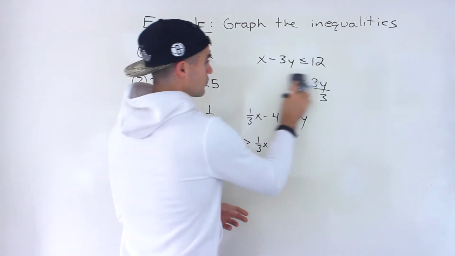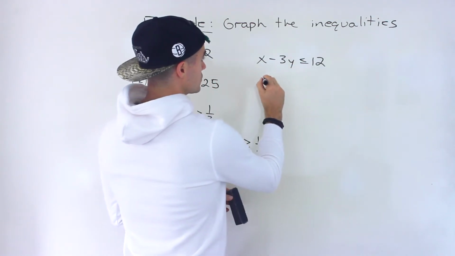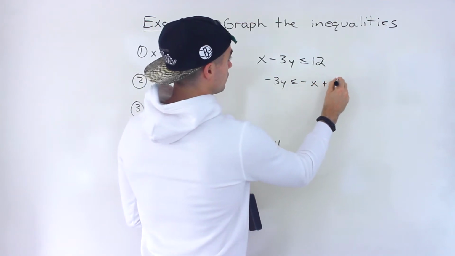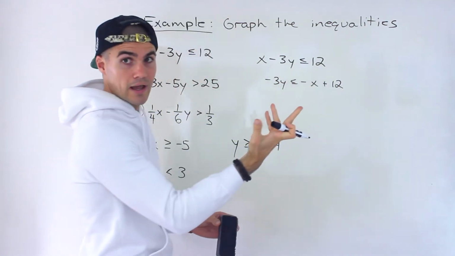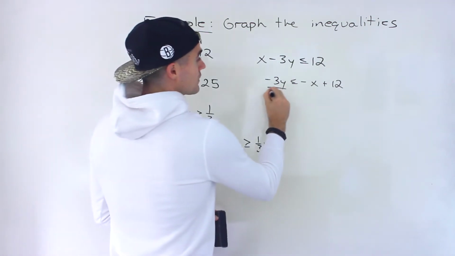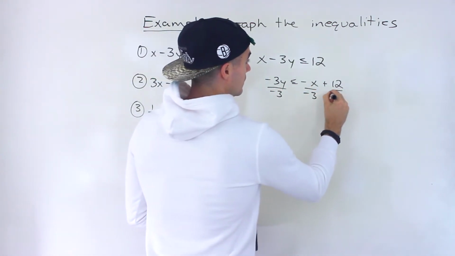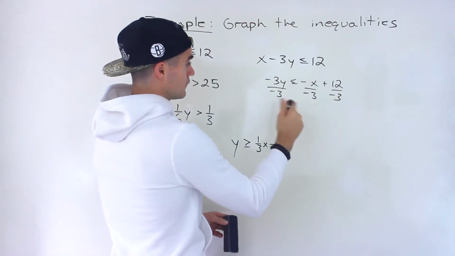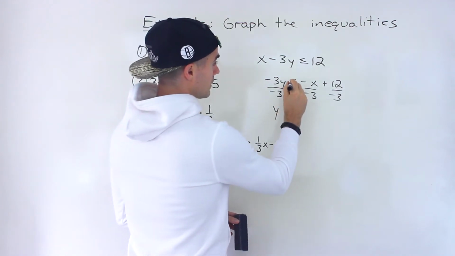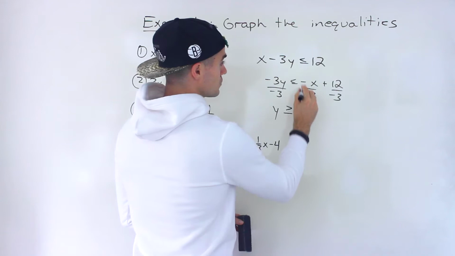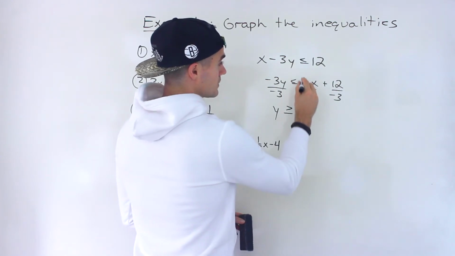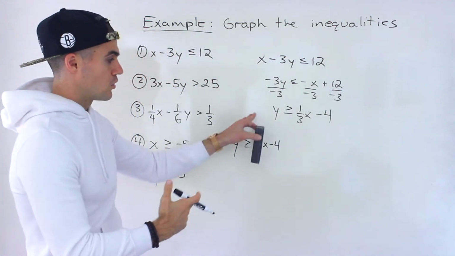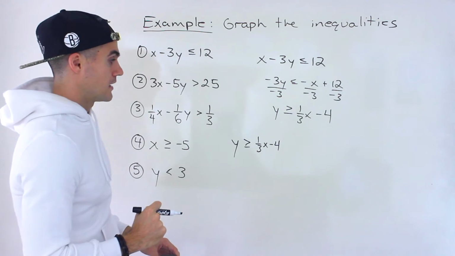Now, if you kept the negative 3y on this side and brought the x over, so negative 3y is less than or equal to negative x plus 12. Bringing this over turns into a negative x. And then when you divide everything by negative 3 at this point, you have to flip that sign when you're dividing or multiplying by a negative number. So what would happen is y would end up being, you flip the sign, greater than or equal to positive 1 over 3x, right? The negatives here cancel out, minus 4. So whichever way you go about it, you get to that same ending point.